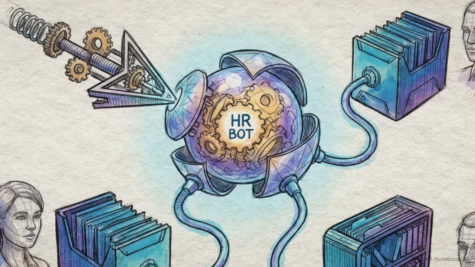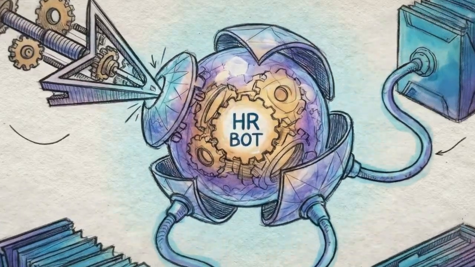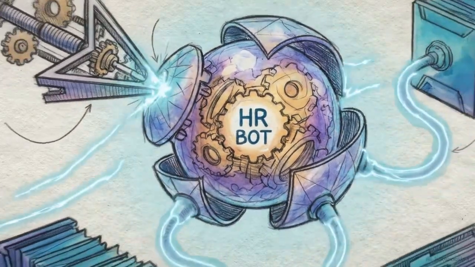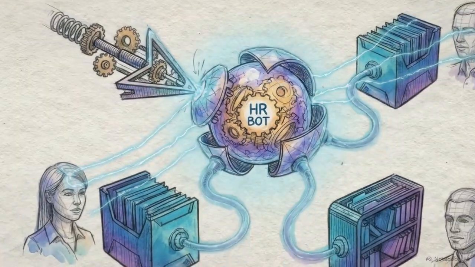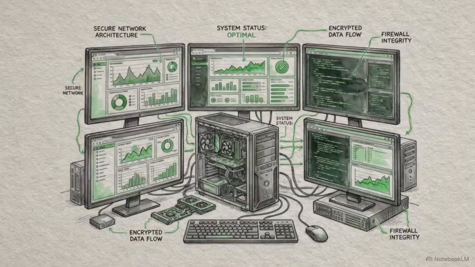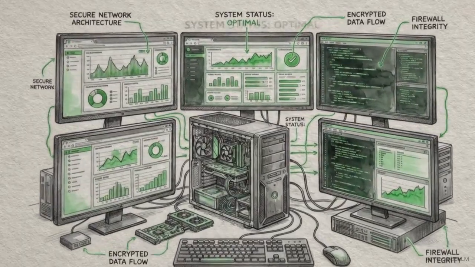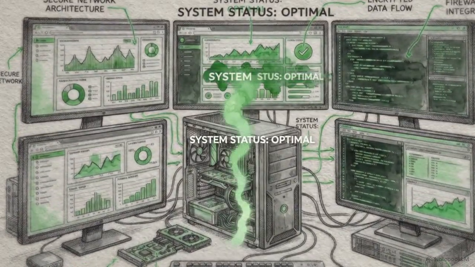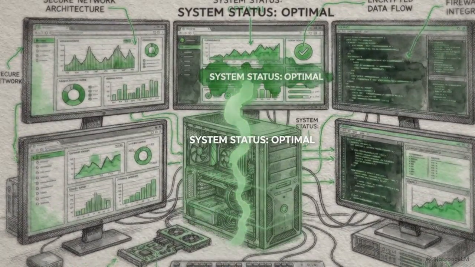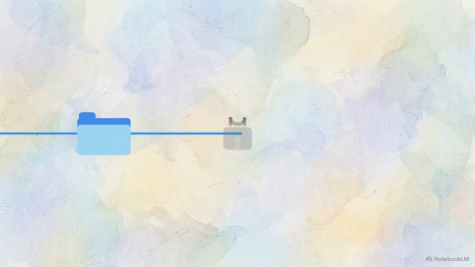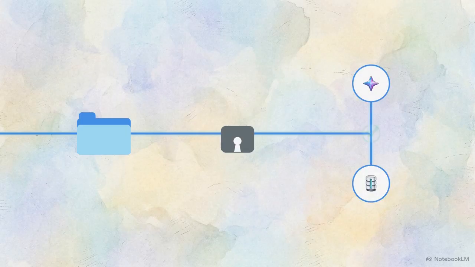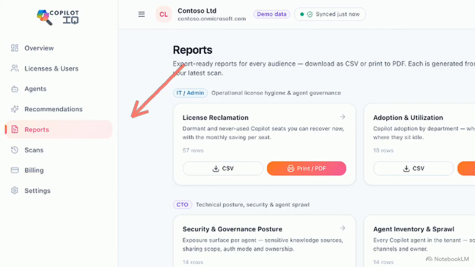AI governance means knowing definitively which agent is active, who it interacts with, and the exact data sources it uses to generate answers. By identifying our exposed files and locking down our AI agents, we establish total visibility over the network. We audited the Microsoft 365 tenant, applied the provided scripts to close our security gaps, and verified the data connections for every active Copilot tool. You can now export these findings directly from the Reports tab.